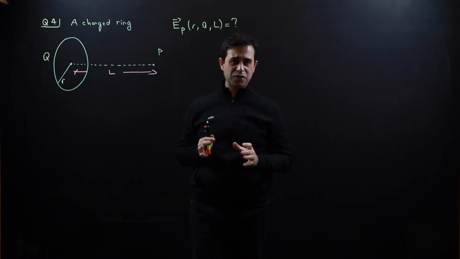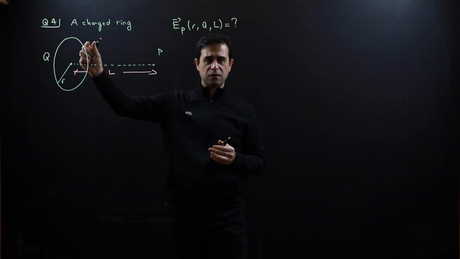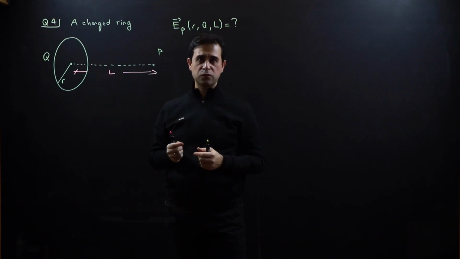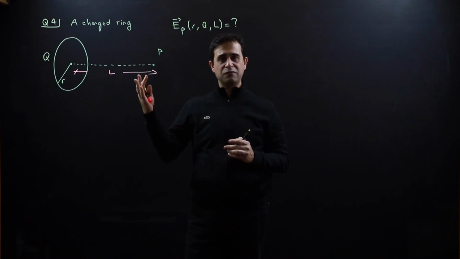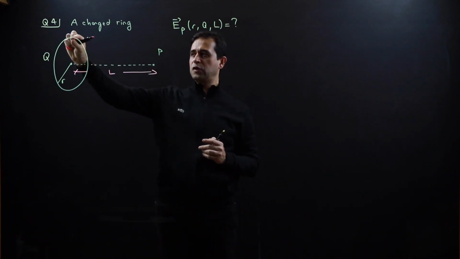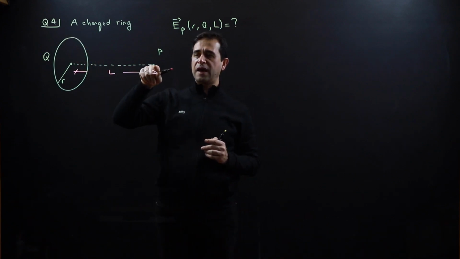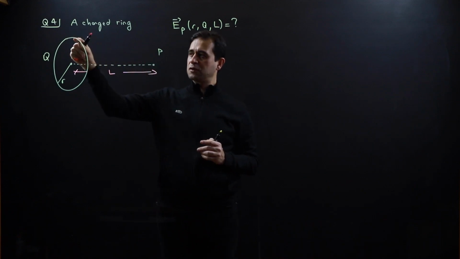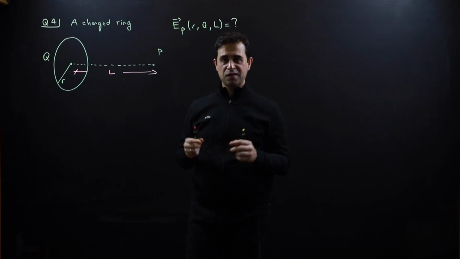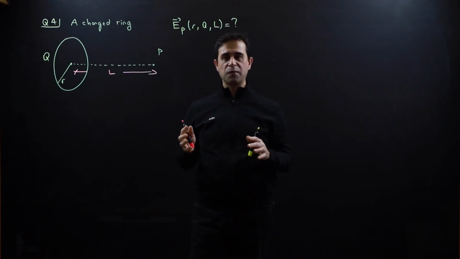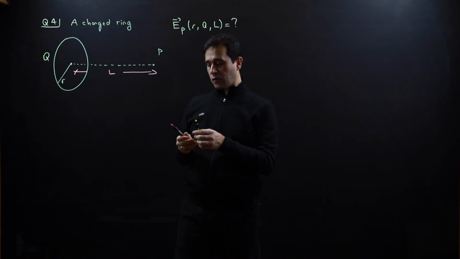How are we going to solve this problem? It's the usual thing. We take a small part of the ring, an infinitesimal part, and calculate the effect of that infinitesimal charged part at point P. Then we take all these small parts and add them up using continuous summation, or integration. So let's do that.